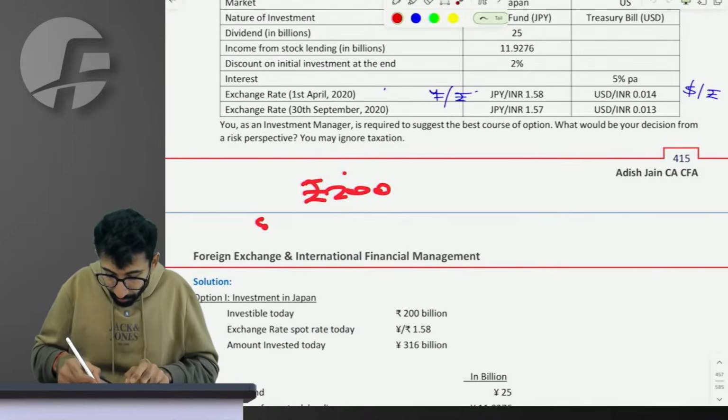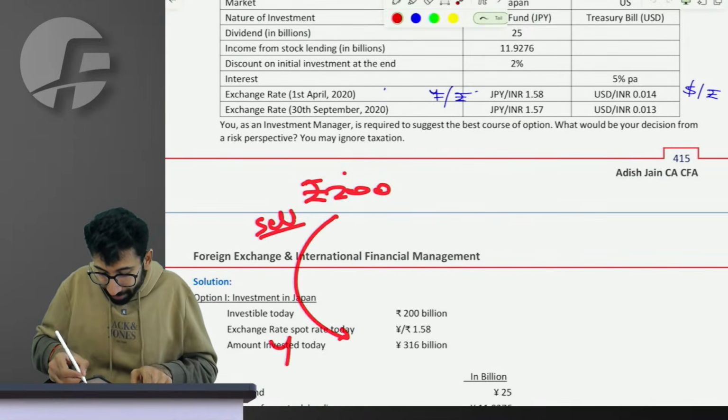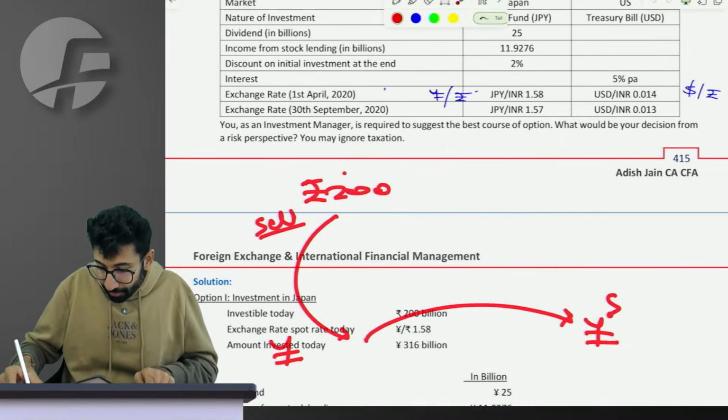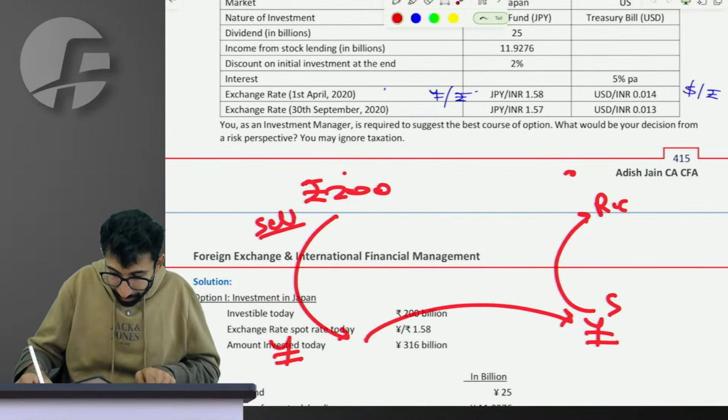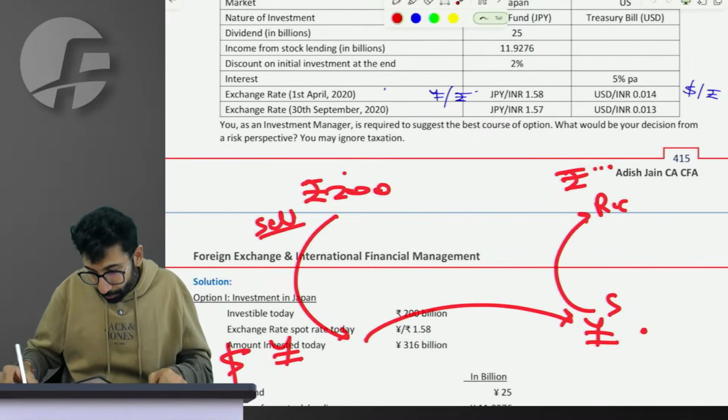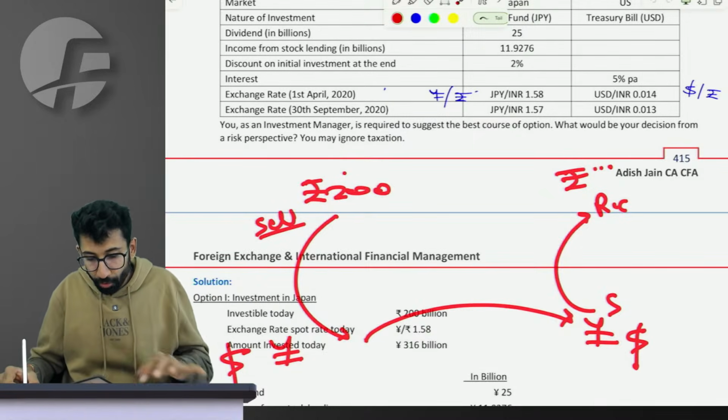Option 1: sell this rupee to buy yen, invest yen and redeem yen, and sell this yen to receive back rupee. That is option 1. And then do the same thing with the help of dollar. So let's solve it super quick.